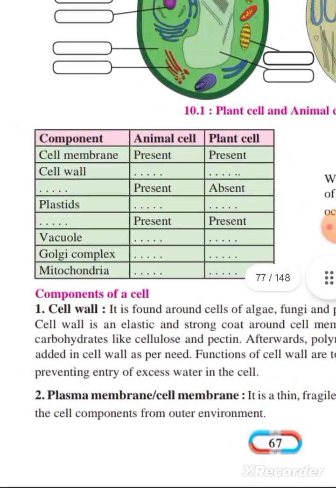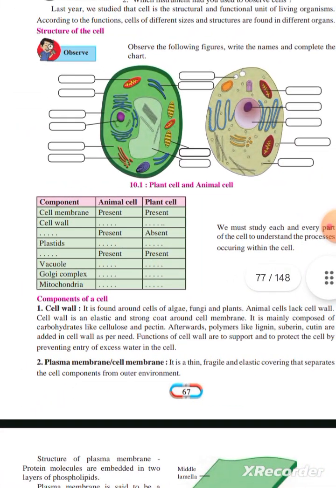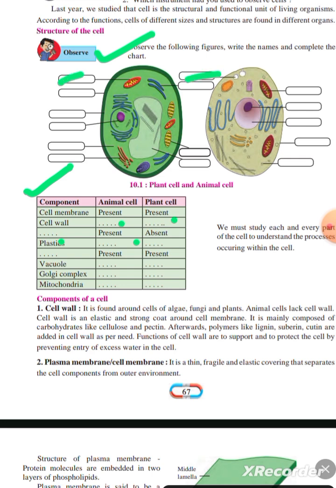This table is also very important, because it tells us that the cell membrane, that means plasma membrane, is present in both cells. Cell wall is absent in animal cell, and in plant cell it's present. We have to write which component is chloroplast. Chloroplast is present in a plant cell, but it is absent in animal cell. So you can write like this. I'll give you this whole diagram and this table's names in the question answer video. Now I hope you understand what is meant by cell. So let's start.